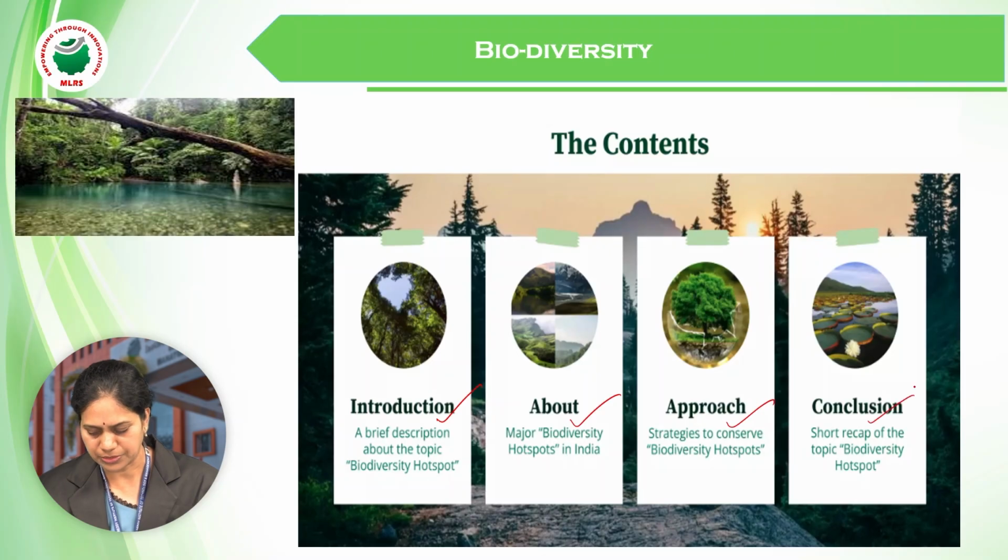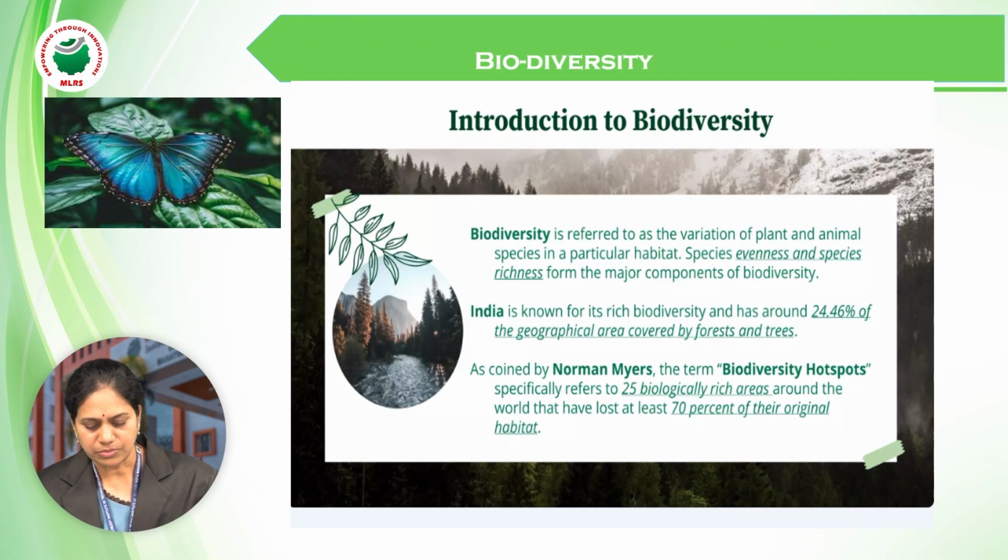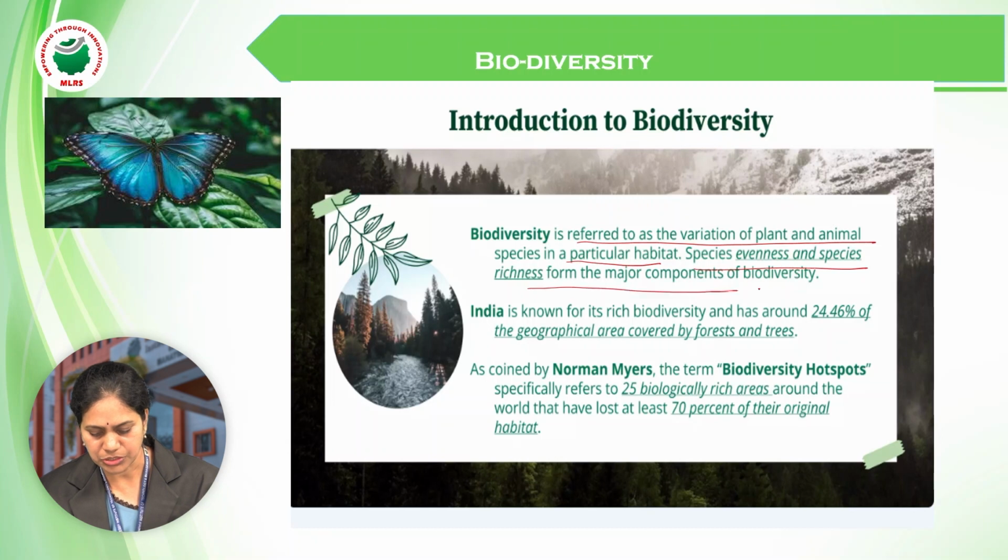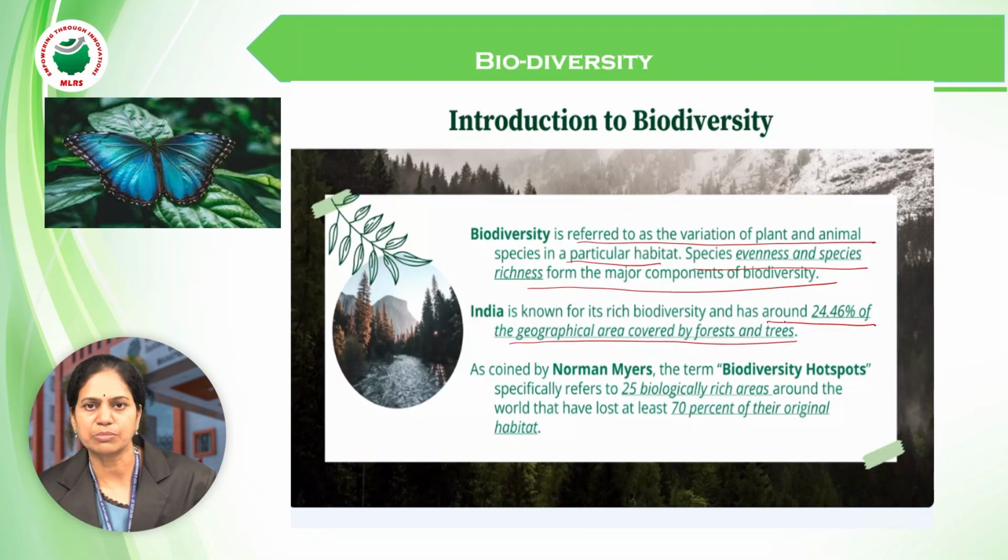We'll talk about the introduction to the hotspots, what they are, the approach to hotspots, and the conclusion. Biodiversity is referred to as the variation of plant and animal species in a particular habitat. Species evenness and species richness form the components of biodiversity. India is known for its rich biodiversity, with around 24.46% of the geographical area covered by forests and trees.